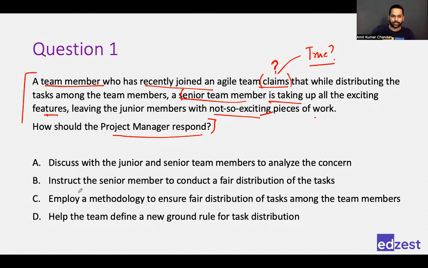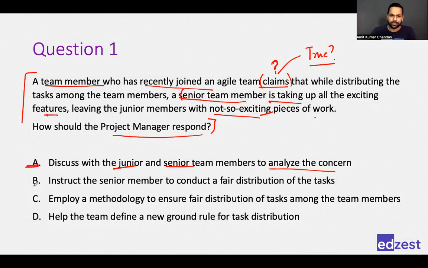Now we go to the options. Option A: discuss with the junior and senior team member to analyze the concern. Should we do that? Absolutely yes. Somebody is complaining about something. Yes, let us try to discuss with the junior and senior member. Let us bring them both together and see whether that is exactly what is happening or not. So it looks like a very good choice. This is how I should respond.